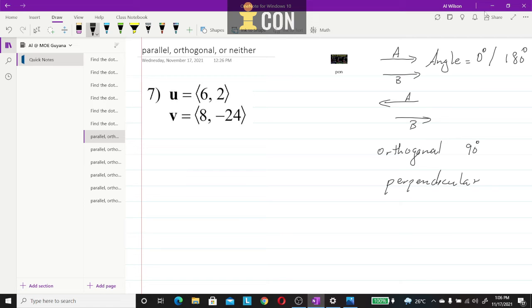P-E-R-P-E-N-D-I-C-U-L-A-R. Yes, I'm teaching myself to respell. I don't know how applicable this is going to be for the course, but just remember that if you're looking at it in radians, it's pi over 2. Good. And now finally, if it's neither parallel nor orthogonal, then of course it's going to be neither.